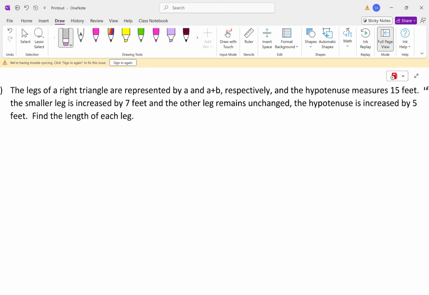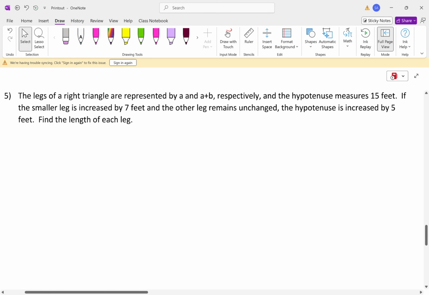Okay. The legs of a right triangle are represented by A and A plus B, respectively. The hypotenuse measures 15 feet. If the smaller leg is increased by 7 feet and the other leg remains unchanged, the hypotenuse is increased by 5 feet. Find the length of each leg. Joey?